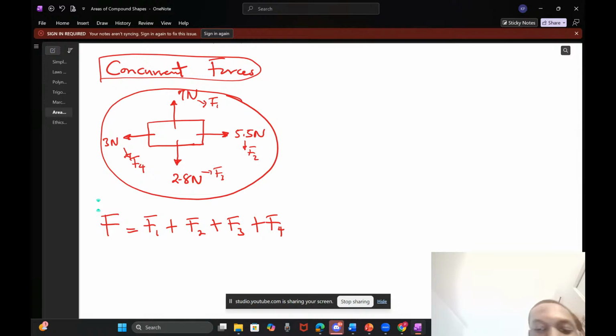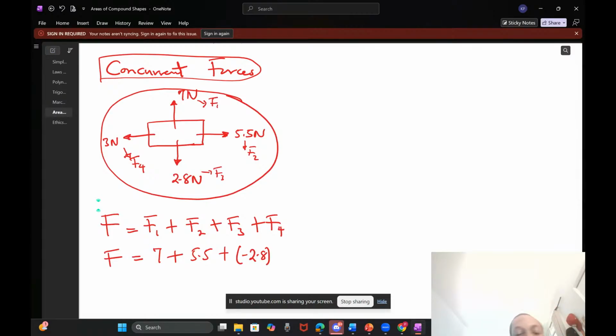Okay, good that you want to know about it. So now F1 is 7 Newtons, so that will be 7 plus. Now F2 is facing the positive x-axis, so that will also be positive 5.5, right? Then F3 is facing down, so that's negative 2.8.